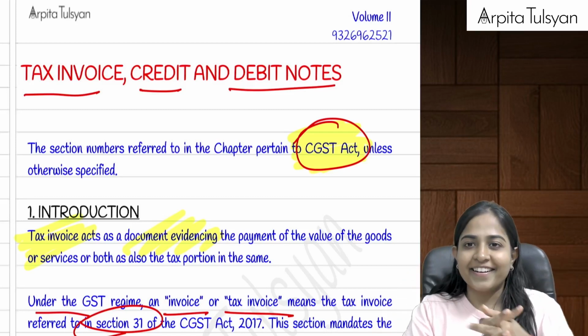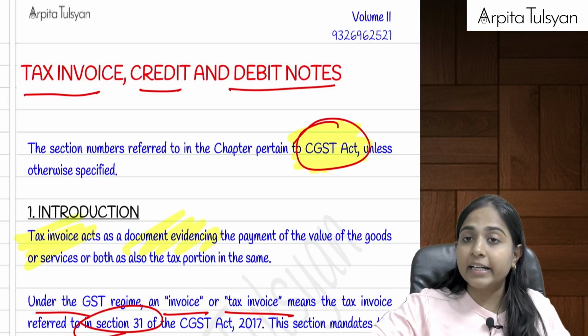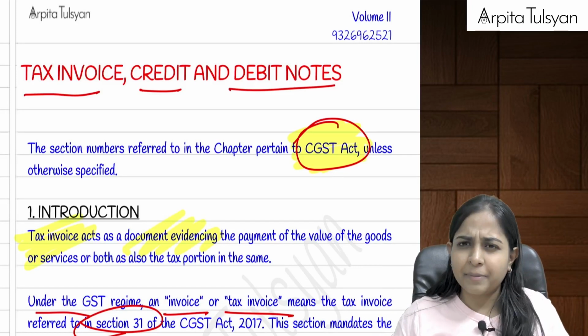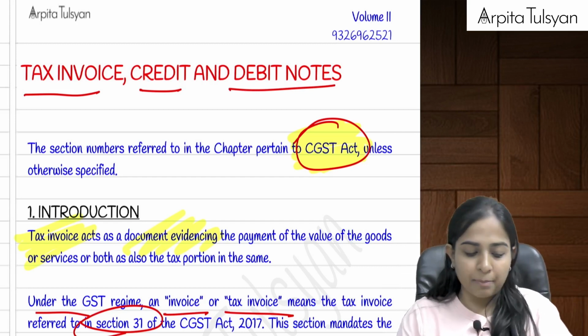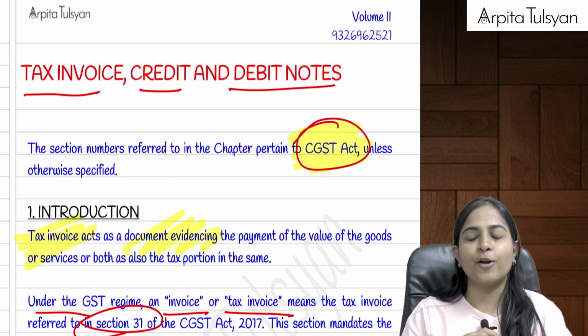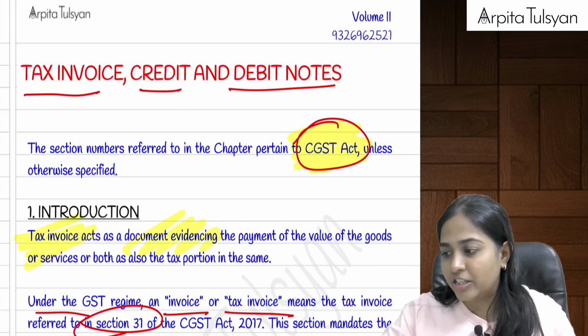Okay, so let's start with a super quick revision of the next chapter, that is tax invoices, credit notes and debit notes. Simple chapter, small chapter, procedural chapter. Let's start with it. First of all, whatever section numbers are mentioned in this particular chapter, section 31, 32, 33, etc., that pertains to the CGST Act.